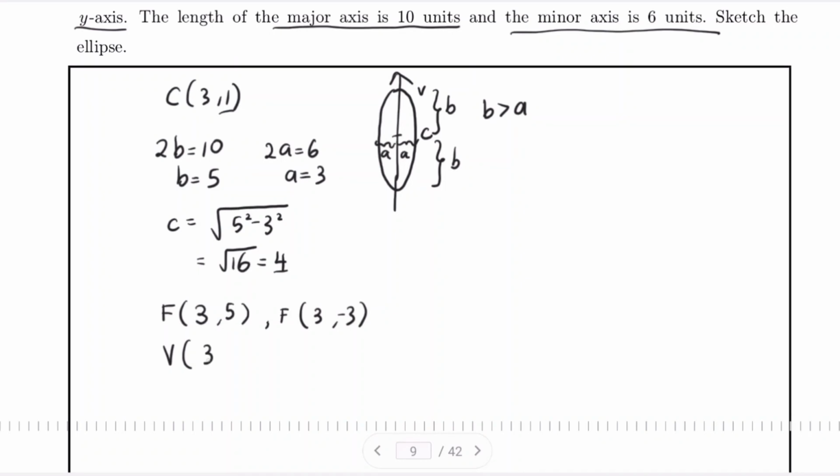For the vertex, H will also remain the same, but we're going to add and subtract B this time. So it will be 1 plus 5, which is 6, and 1 minus 5, which is negative 4. So we already got our center, foci, and vertex.